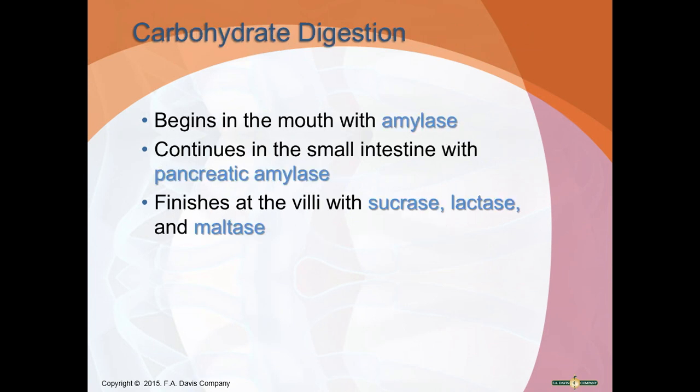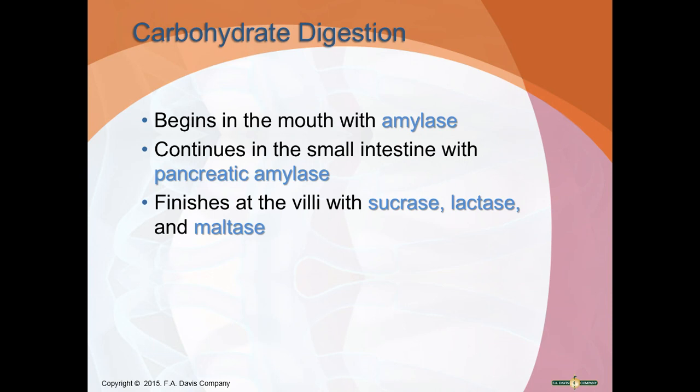So we're going to look at carbohydrate digestion. If you're looking in your book, you'll see that it goes through this step by step with pictures. It begins in the mouth with amylase, continues in the small intestine with pancreatic amylase, and finishes at the villi with sucrase, lactase, and maltase. Carbohydrates consist of sugars called saccharides: polysaccharides, disaccharides, and monosaccharides. Most foods contain polysaccharides, which must be broken into smaller particles.